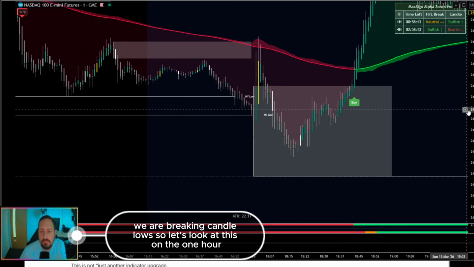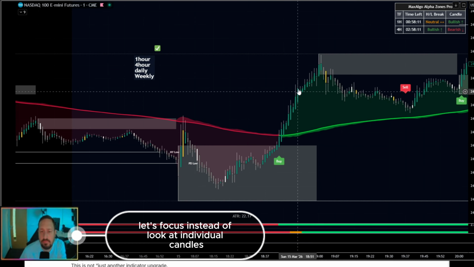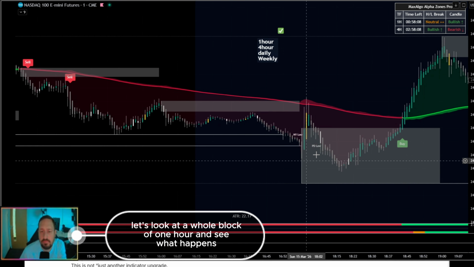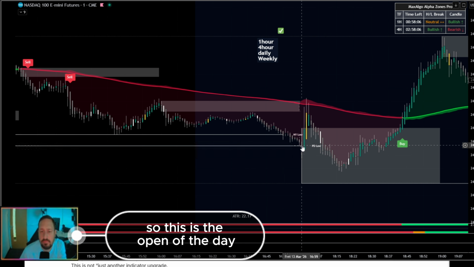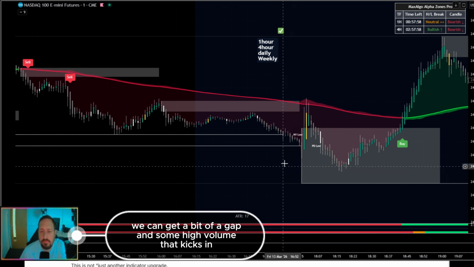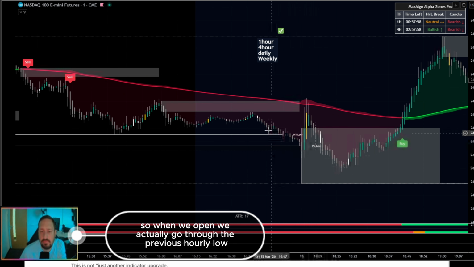So let's look at this on the 1 hour. Instead of looking at individual candles, let's look at a whole block of 1 hour and see what happens. So this is the open of the day. Very often when we open, we can get a bit of a gap and some high volume that kicks in. So when we open, we actually go through the previous hourly low.